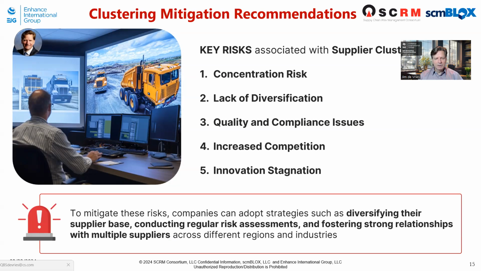So again, to mitigate these risks, companies can adopt strategies such as diversifying their supplier base, conducting regular risk assessments, and fostering strong relationships with multiple suppliers across regions and industries. So the key here is having suppliers that are not landlocked in the same region and that are competing. And that's why you see some companies actually try to diversify their own internal supply network so that they can help each other even across the globe. So those are some of the things that companies do.